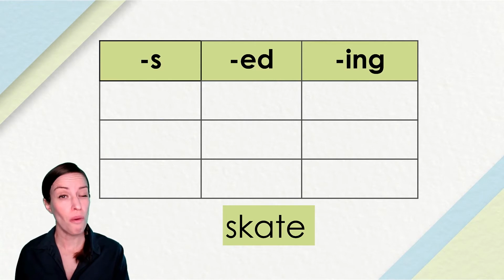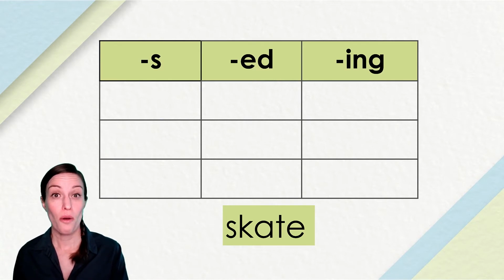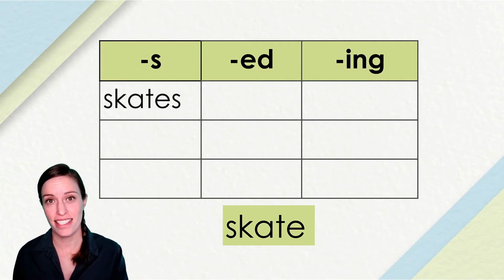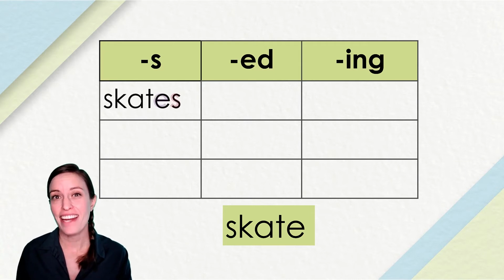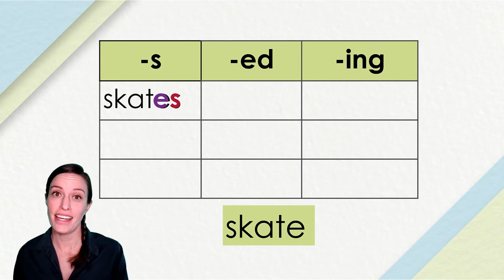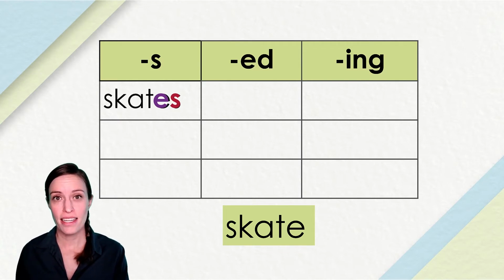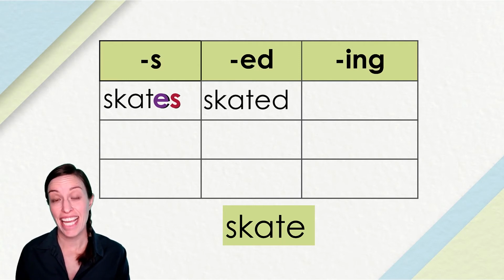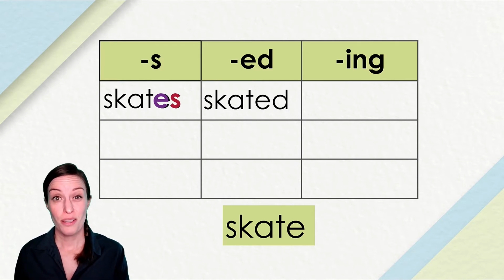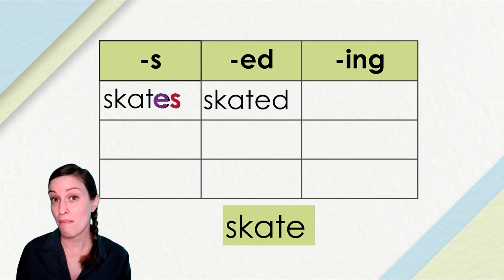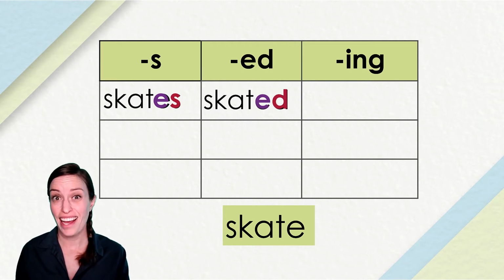If we had more than one skate, we would say skates. We'd have to add the suffix s. It just goes on the end of the word. If we went skating in the past, we would say skated. You'll see this word has the suffix ed. To make CVCE words in the past tense, we just add the letter D to the end.